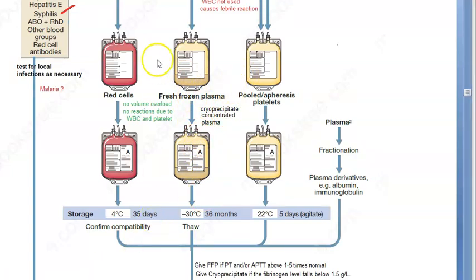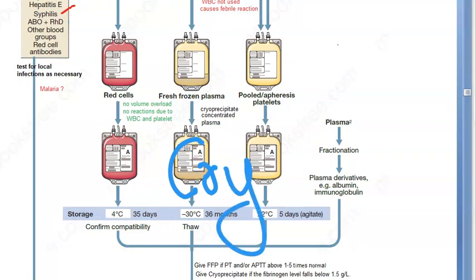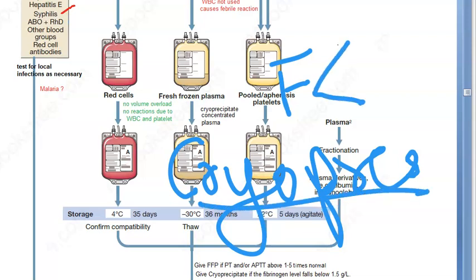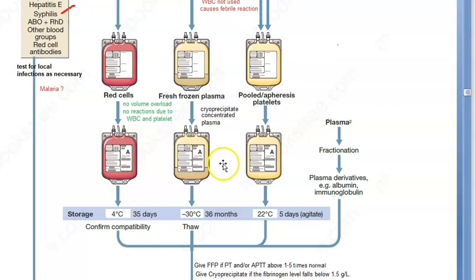Otherwise, from this fresh frozen plasma, you can prepare something called cryoprecipitate, okay? And you can keep it at minus 30 degrees, they are talking about cryoprecipitate. Now cryoprecipitate is coming from this plasma. So you can give this cryoprecipitate if the fibrinogen level is very low, okay? So if a person has disseminated intravascular coagulation, he's coagulating and he has lost all the clotting factors and he has lost the fibrinogen, no fibrinogen left, what will you give that guy? Cryoprecipitate. Very good.